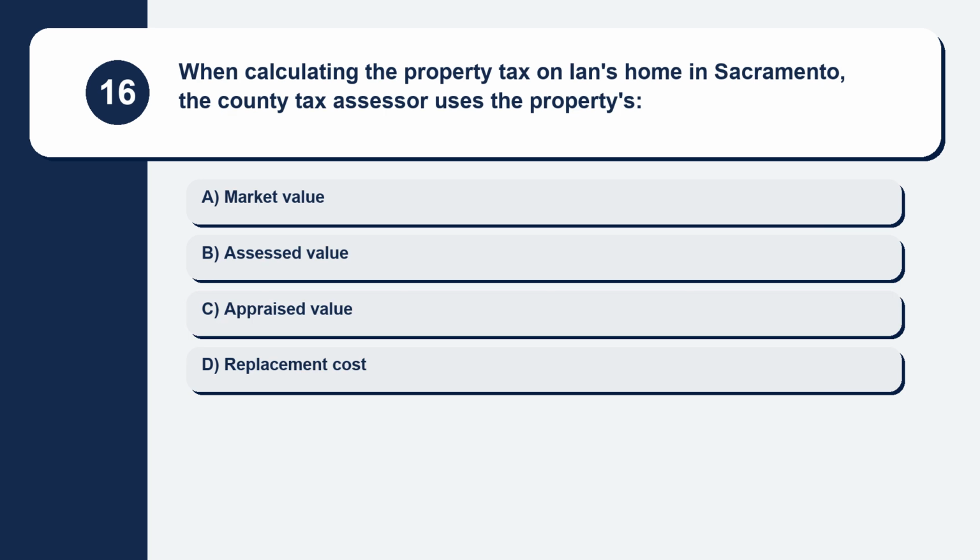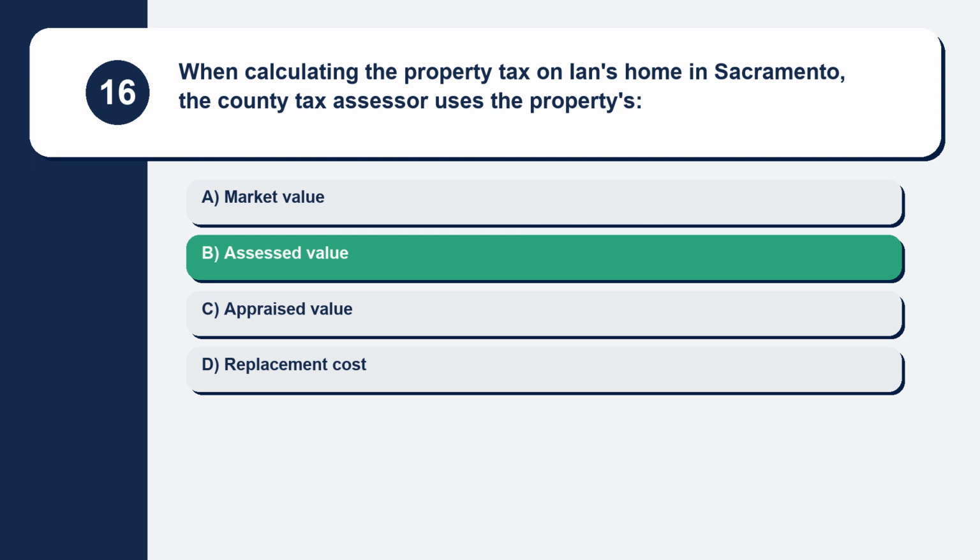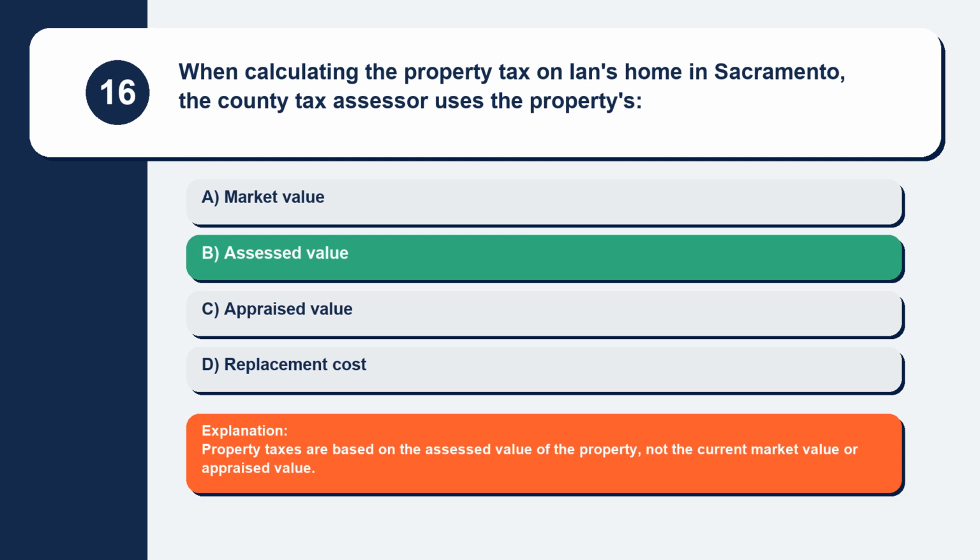Question 16. When calculating the property tax on Ian's home in Sacramento, the county tax assessor uses the property's. Here are your options. Option A, market value. Option B, assessed value. Option C, appraised value. Option D, replacement cost. The correct answer is option B, assessed value. Explanation: property taxes are based on the assessed value of the property, not the current market value or appraised value.